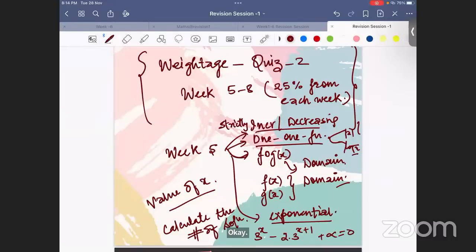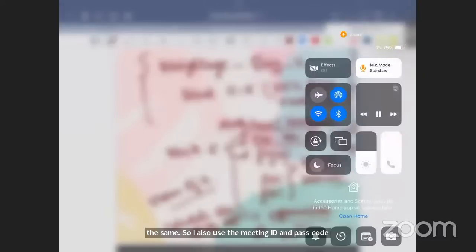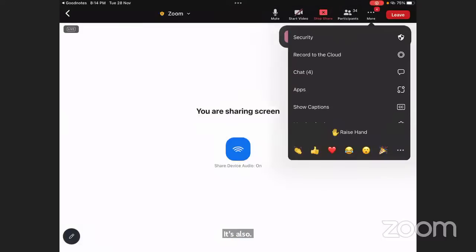Yes, sir, the link is not working. I also use the meeting ID and the password to log in. Same, sir. The same meeting, I also use the meeting ID and passcode. Me too, sir. Yes, I also joined using the meeting ID. Okay. Just wait for some 2-3 minutes. I'll check.